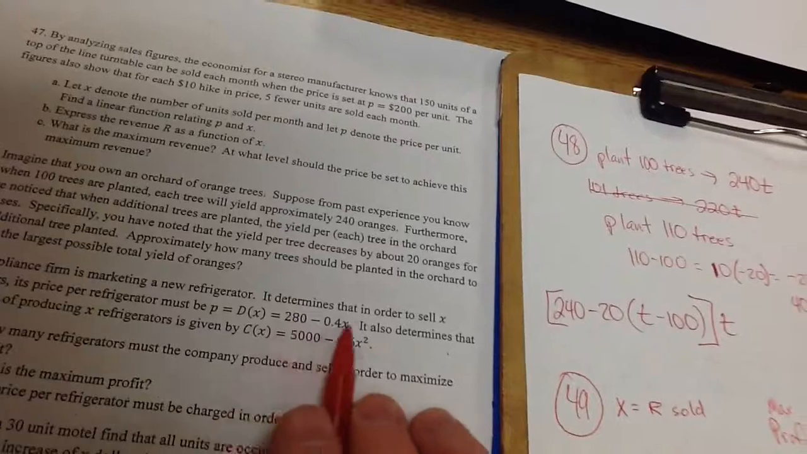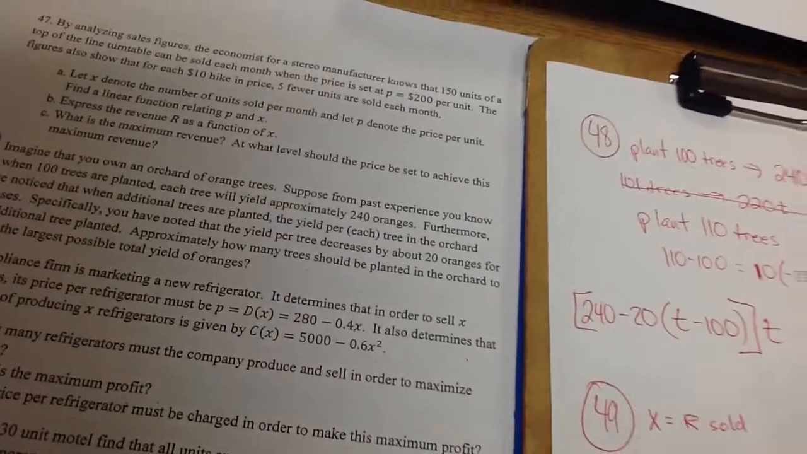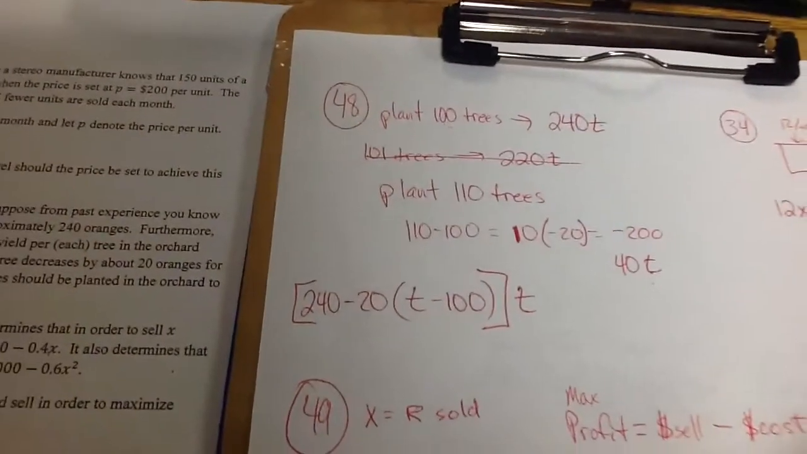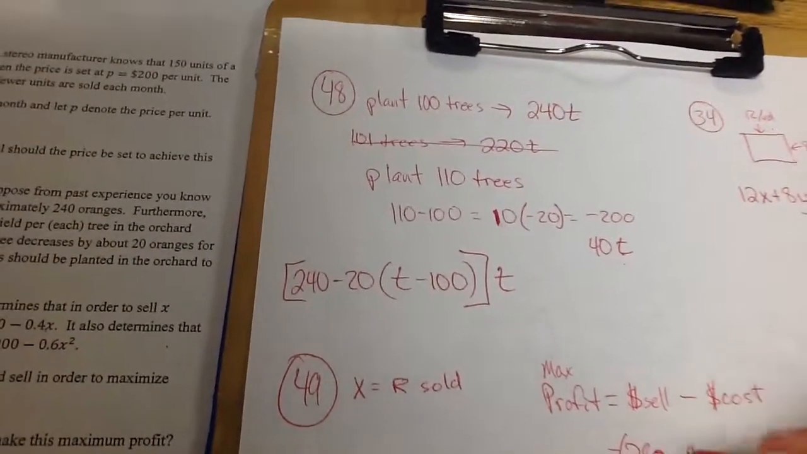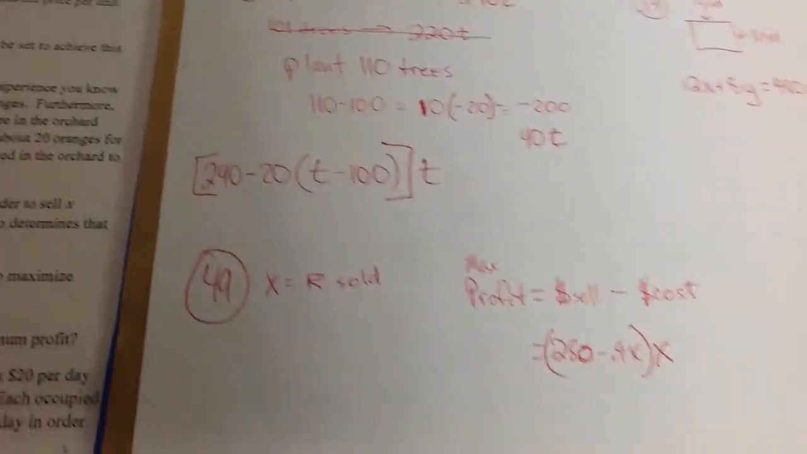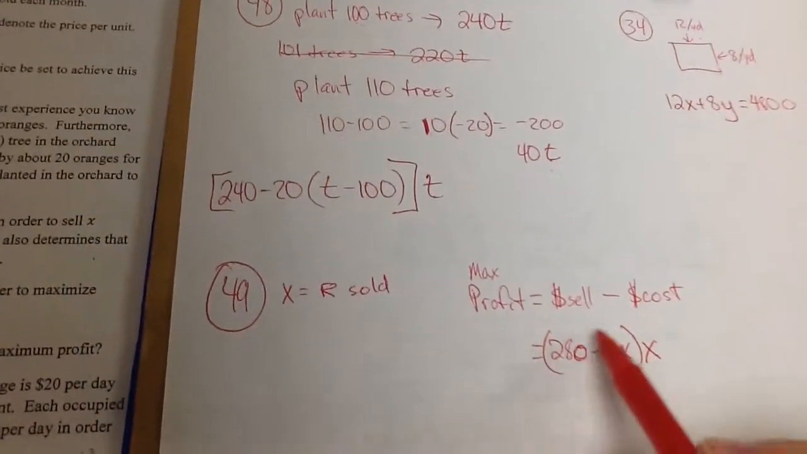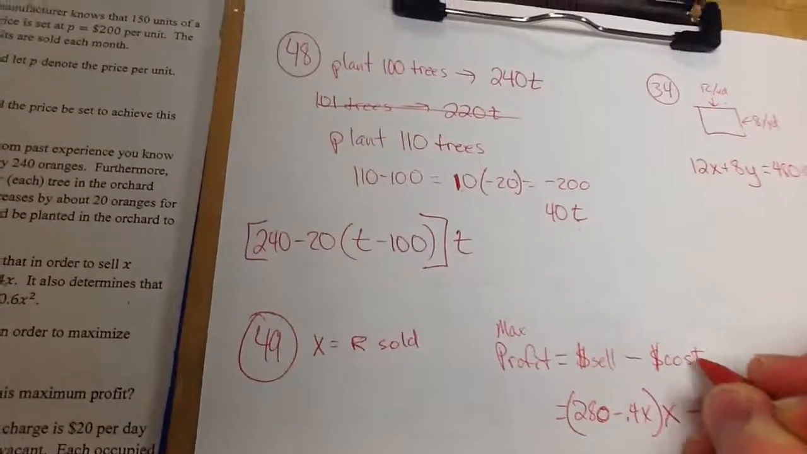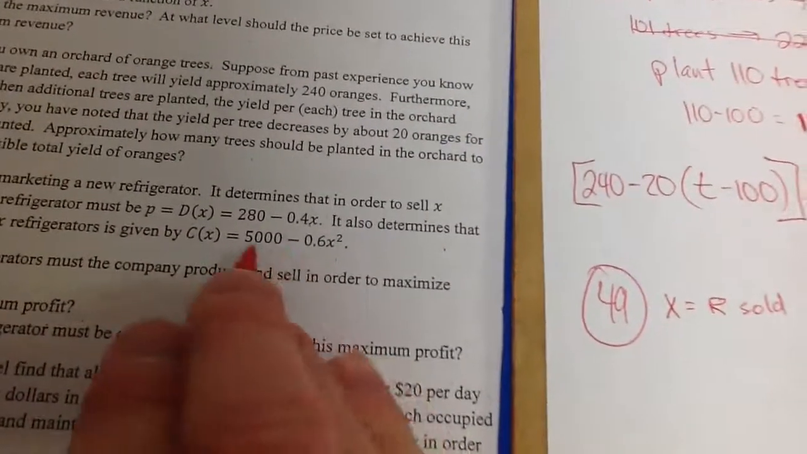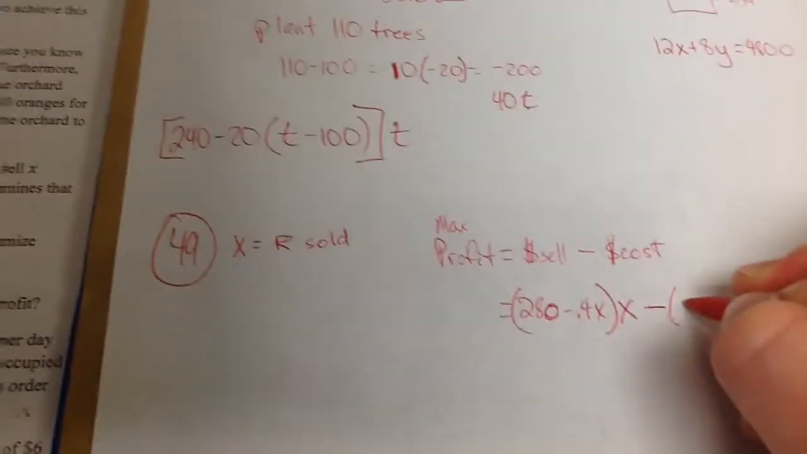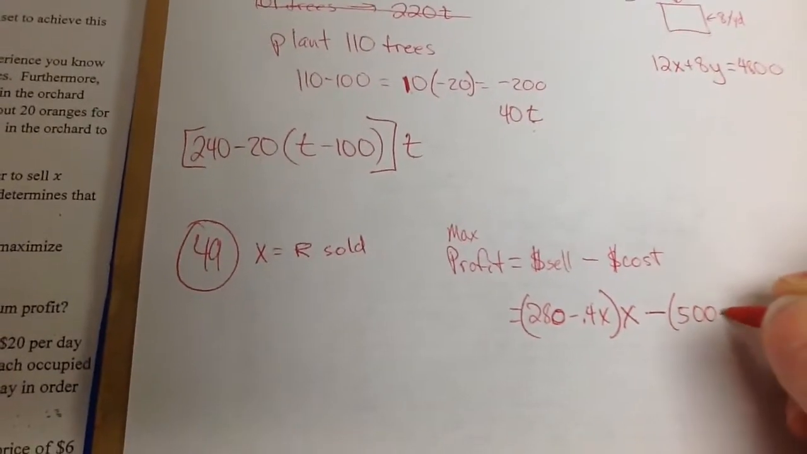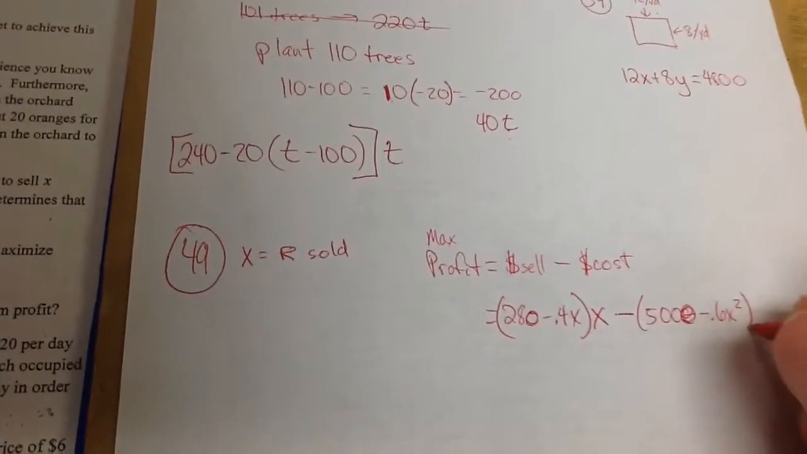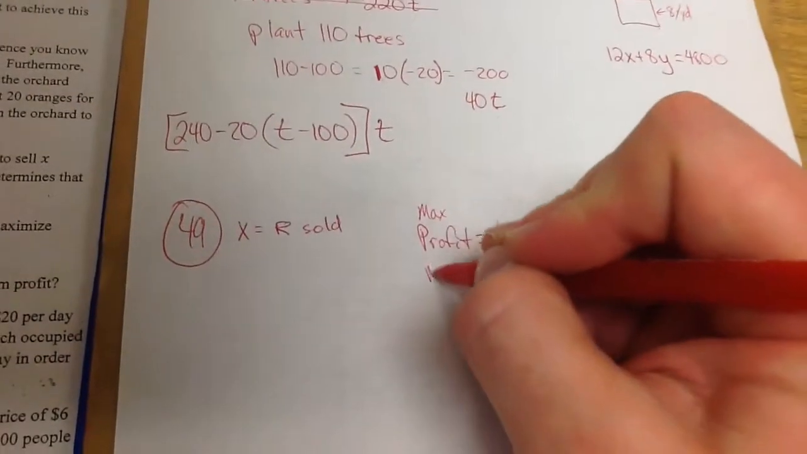So here's the price per refrigerator. 280 minus 0.4x. And if I take that and multiply by how many refrigerators I sell, that should tell me the amount of money I brought in. Then you have to subtract the cost. Well, cost is already given right here. So we subtract 5,000 minus 0.6x squared. And there's your profit equation.